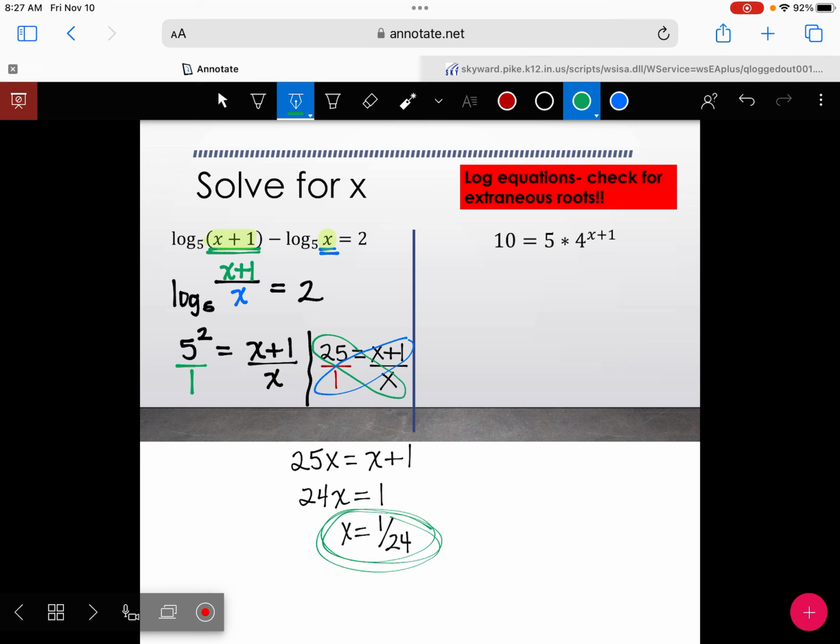All right, so let's go ahead and copy down the second one if you haven't already. And this one is actually a lot easier to do because we can rewrite this with a common base after we divide by 5. So I'll give you a minute to copy that one down. We only have a couple more and we are finished for today.